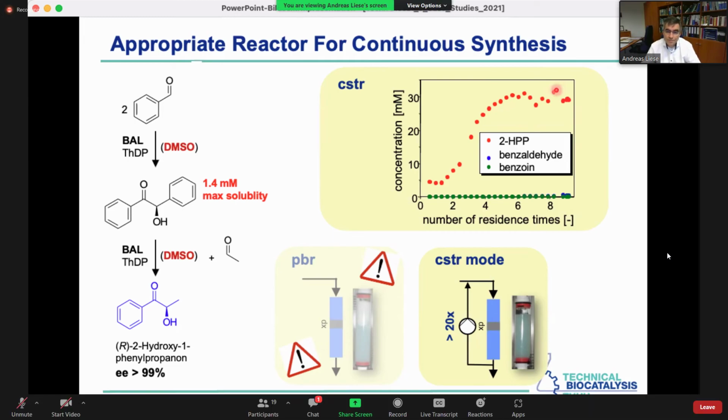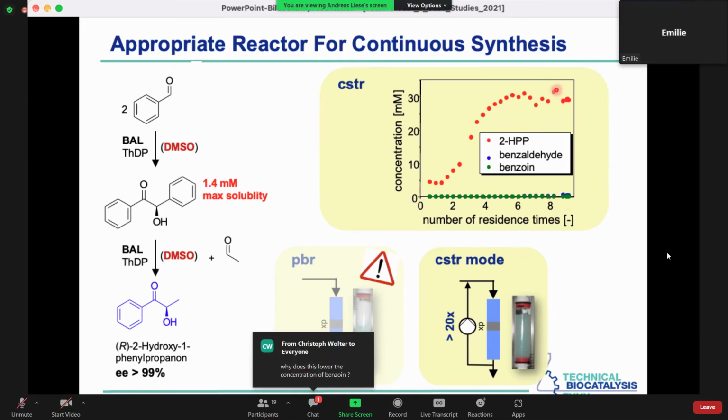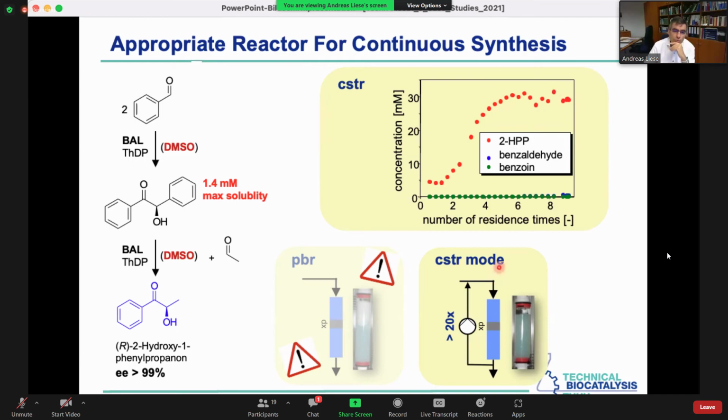Outflow conditions once again. Can I ask a question? Yeah, sure. This is more exam related. The question is, what is the appropriate reactor for continuous synthesis? And you show the problem of the PBR. I know you're saying run in CSTR mode, but I will probably just answer CSTR. Would that also be an appropriate answer for this type of question? Yes, the CSTR mode is the right answer to operate. But what if I just said a CSTR tank?